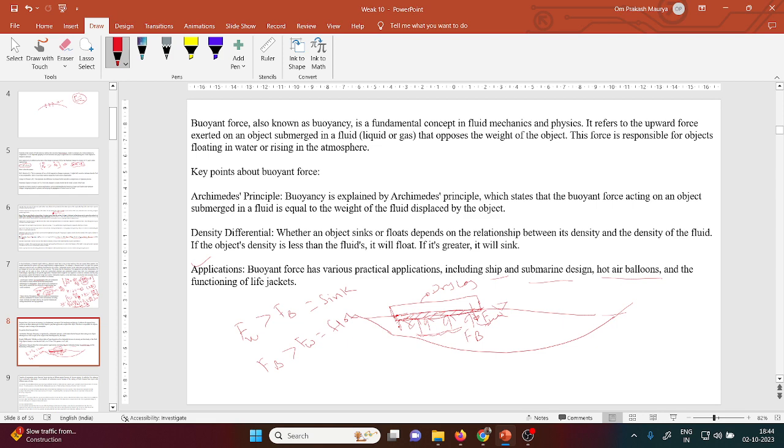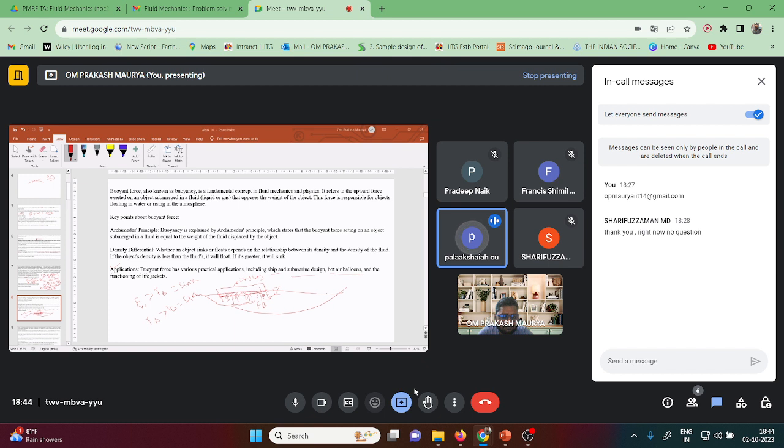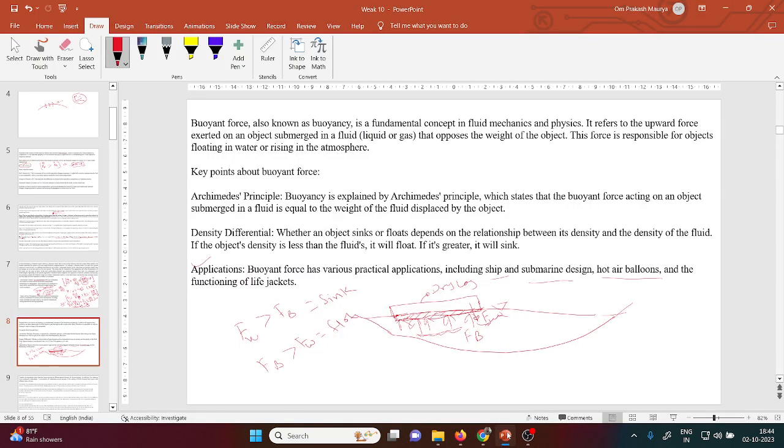Excuse me, sir. I want to know how to calculate the buoyancy force when the object is moving inside the fluid, in case of floating or moving. In the case of moving, I think some other analysis is there. What we study in fluid mechanics is the static case, but let me explain a little bit based on my own knowledge.